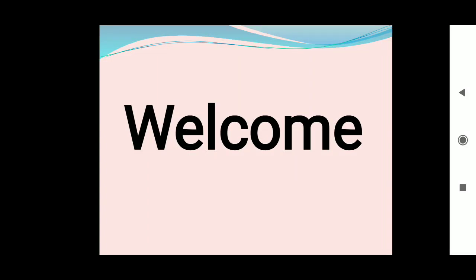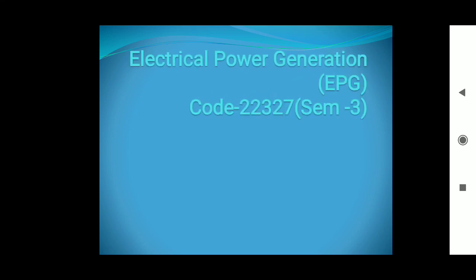Welcome to all students. I am Prakash Wakati, and my subject is Electrical Power Generation, abbreviated EPG, from the Electrical Engineering Group. It is for the second year Electrical Engineering Diploma Group, and the subject code is 22327.